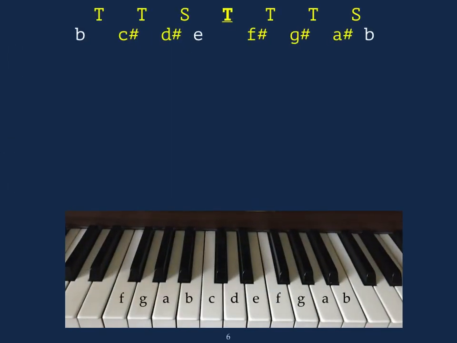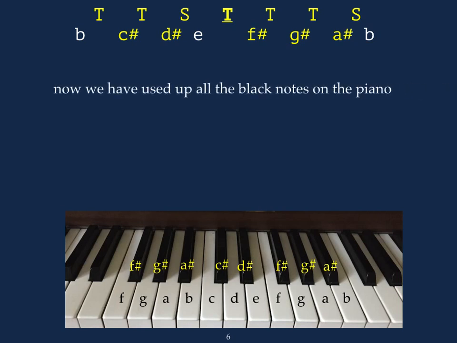Then moving on to look at the B major scale in relation to the piano. We have all the white notes marked up, and we're now going to put on F sharp, G sharp, A sharp, C sharp, D sharp. So now we have all the black notes labelled. We then start again with F sharp, G sharp, A sharp, and so on. So we've used up all the black notes on the piano. In fact, we seem to have used up all the notes available to us. So let's see what happens next.